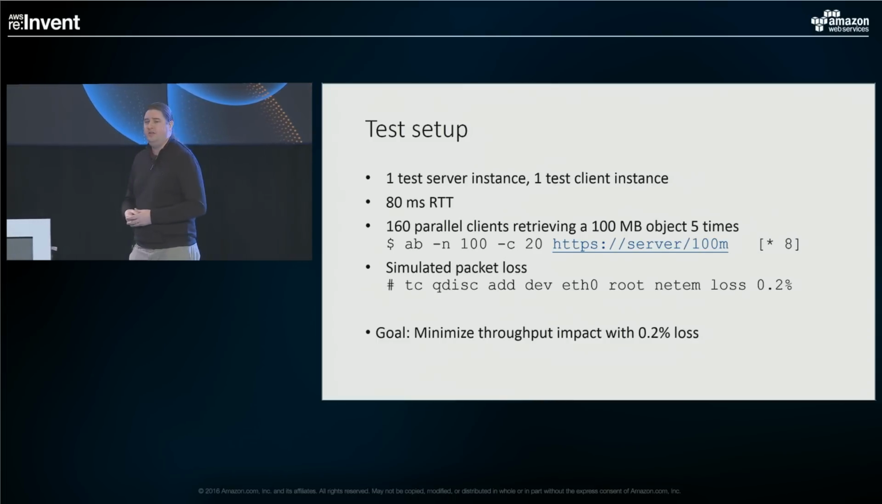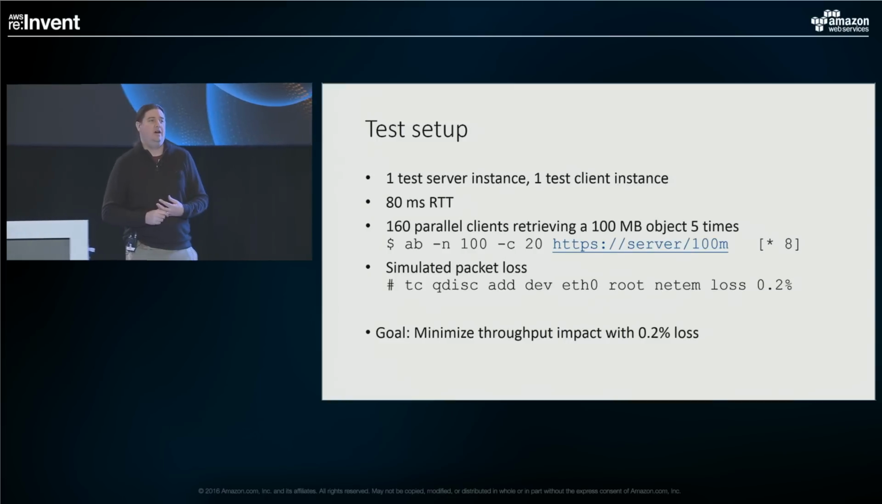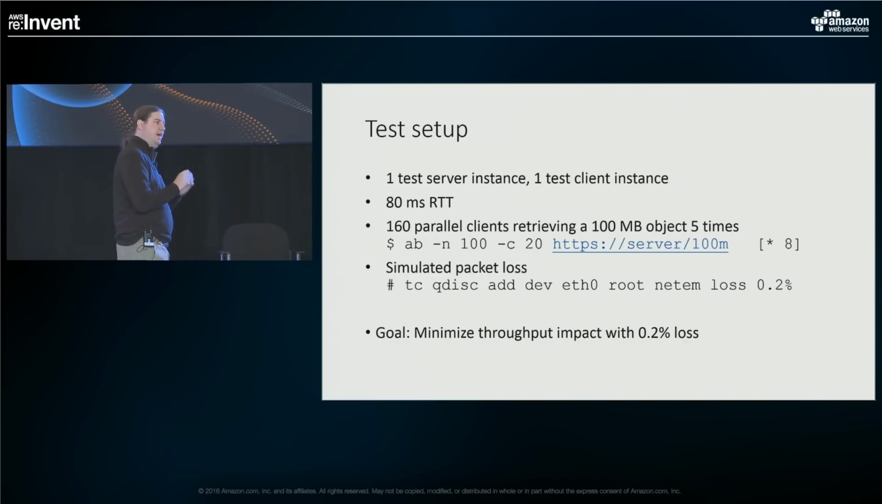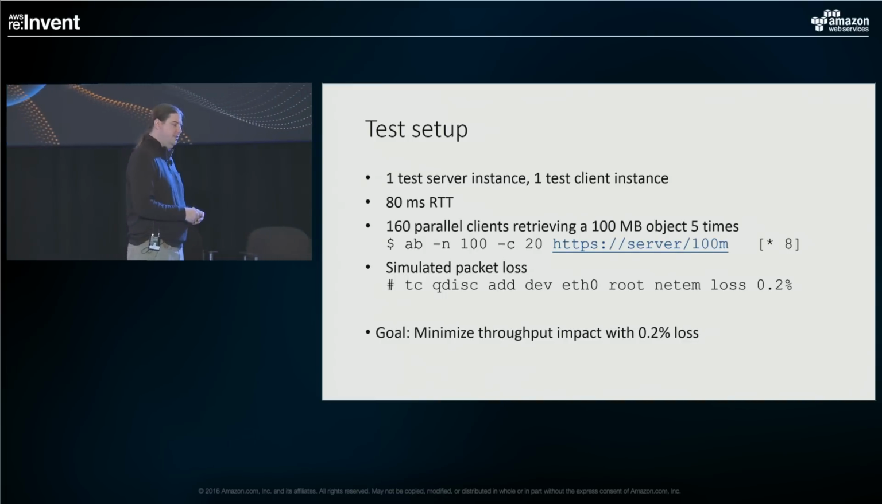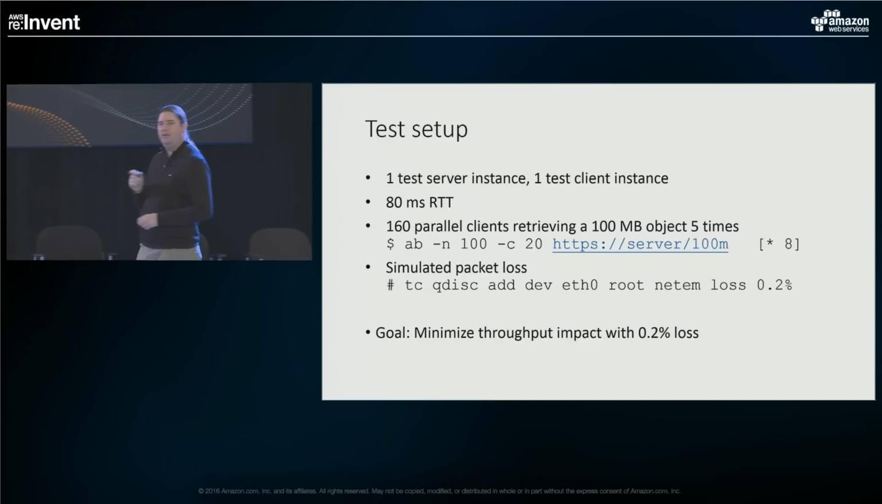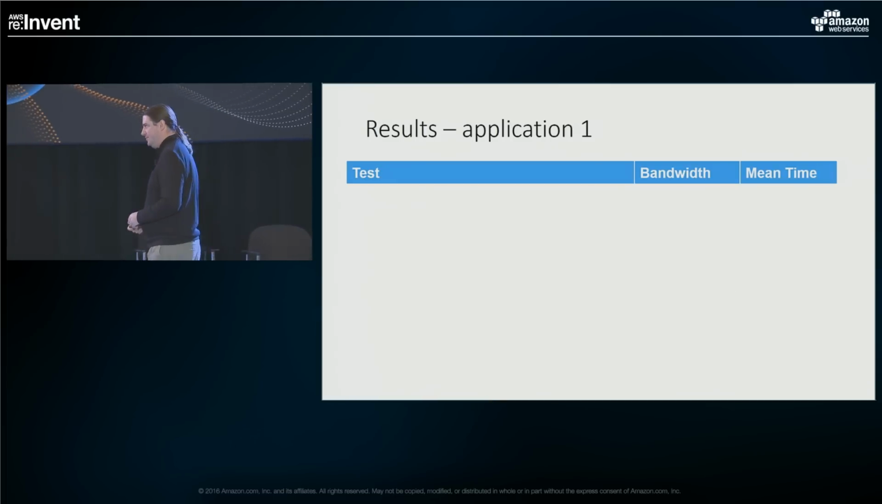So I'm going to simulate it again using this TC tool. TC is very flexible in what it allows us to do with each packet leaving our box. And here is a command that will add an artificial amount of 0.2% loss to all of my outgoing packets from that instance. So again, how good can we do with 0.2% loss?